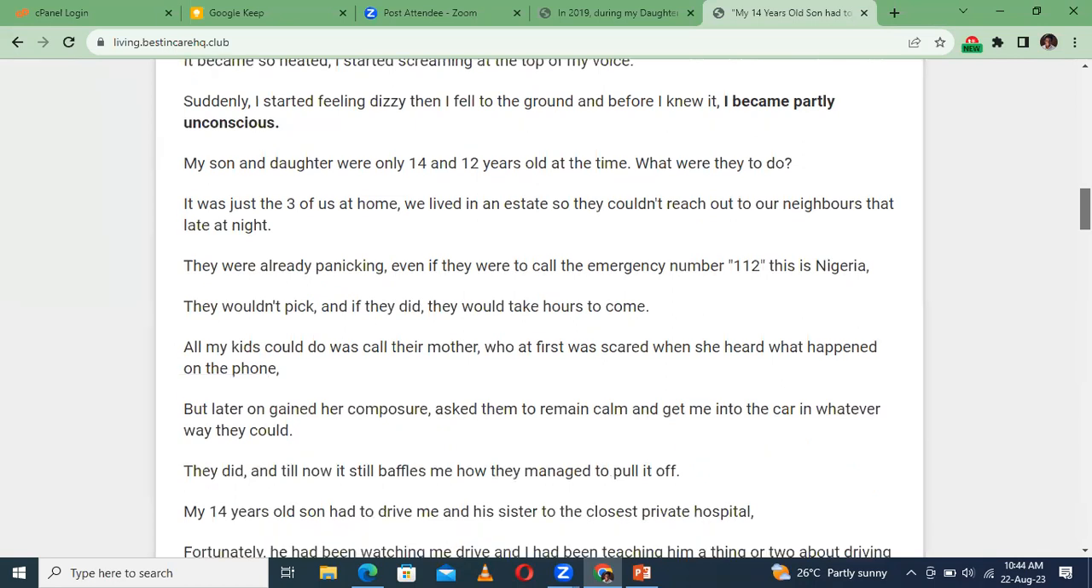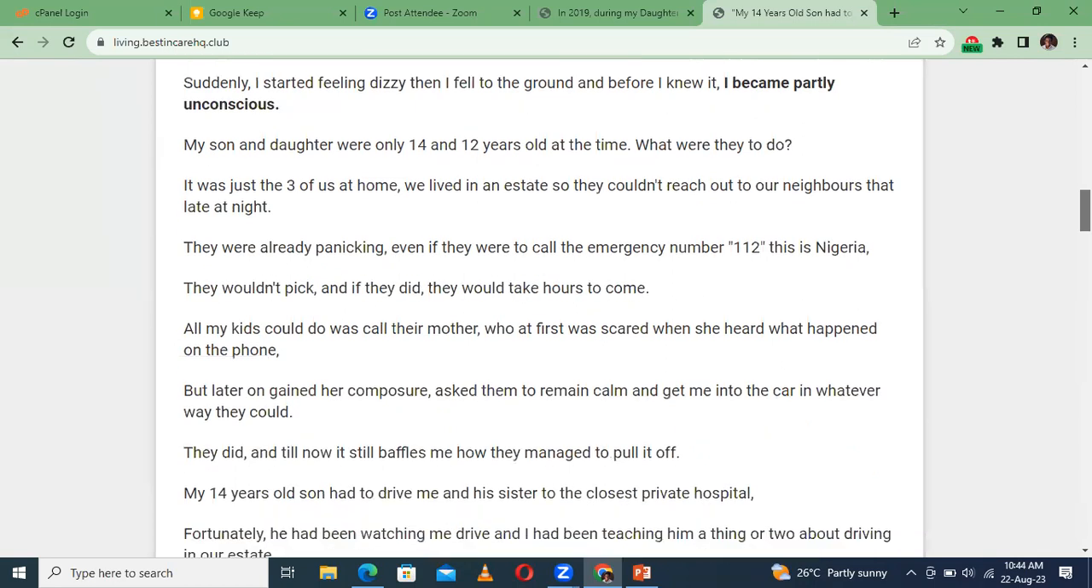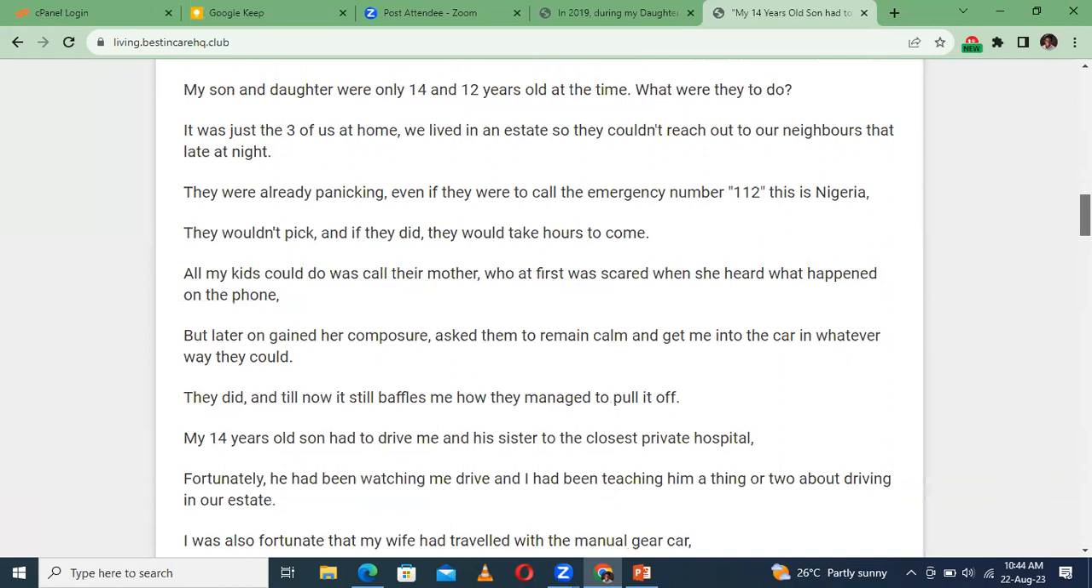My son and daughter were only 14 and 12 years old at the time. What were they to do? It was just the 3 of us at home. We lived in an estate, so they couldn't reach out to our neighbors that late at night. They were already panicking. Even if they were to call the emergency number 112, this is Nigeria, they wouldn't pick. And if they did, they would take hours to come.